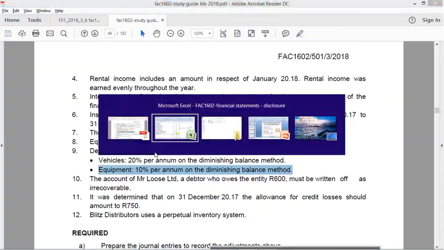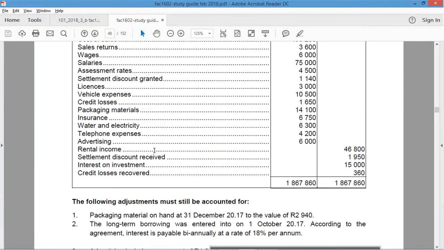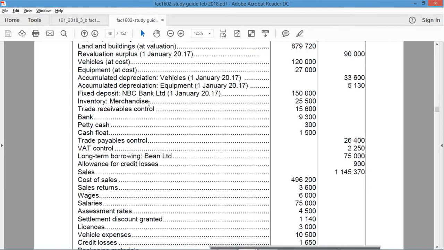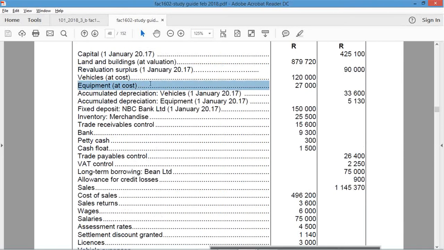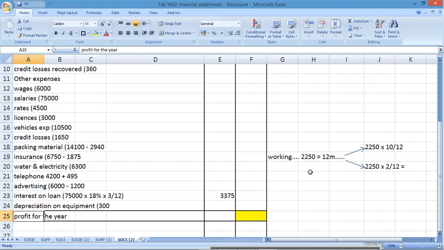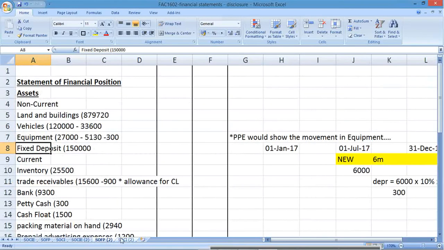No, it wasn't. That's only the equipment you bought. So there's still equipment that exists. So where's the equipment balance? This equipment, where was this balance sitting? At the end of the year. So at the end of the year you had 27,000. So let's draw that on our diagram.